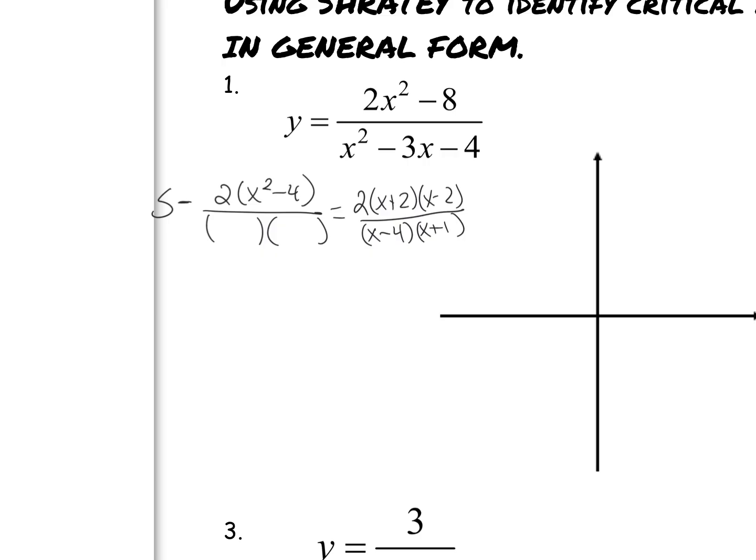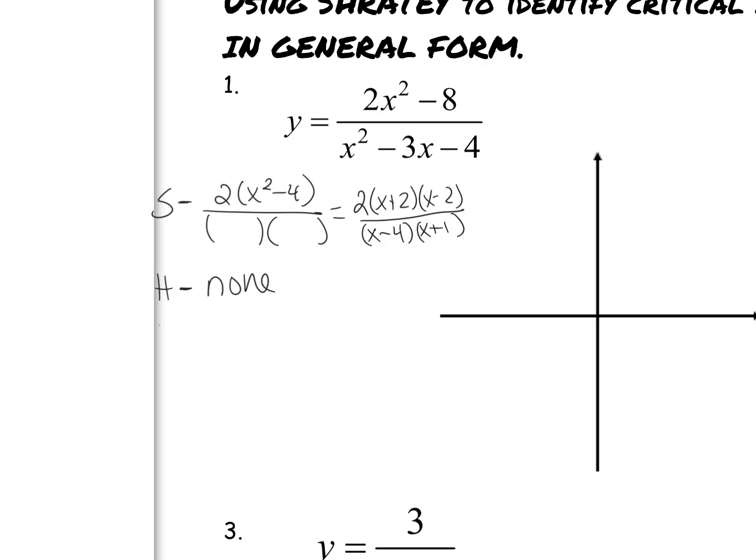We okay with that? Okay. So the next part is holes. A hole would come into play if we canceled something out. In this case, are we going to cancel anything out? Is there any factor on the top that has a factor on the bottom that matches? No. So then we're not going to have any holes.